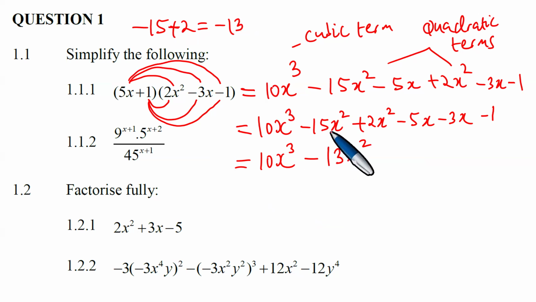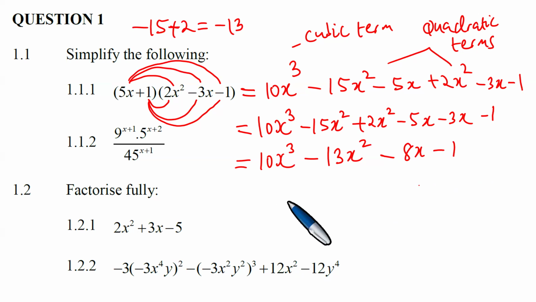So minus 15x squared plus 2x squared will therefore give us, we first deal with minus 15 plus 2. Minus 15 plus 2 is minus 13. And then these have x squared, so we bring down the x squared. What is minus 5x minus 3x? Minus 5x minus 3x, what do we get? Negative 8x. Very well done.